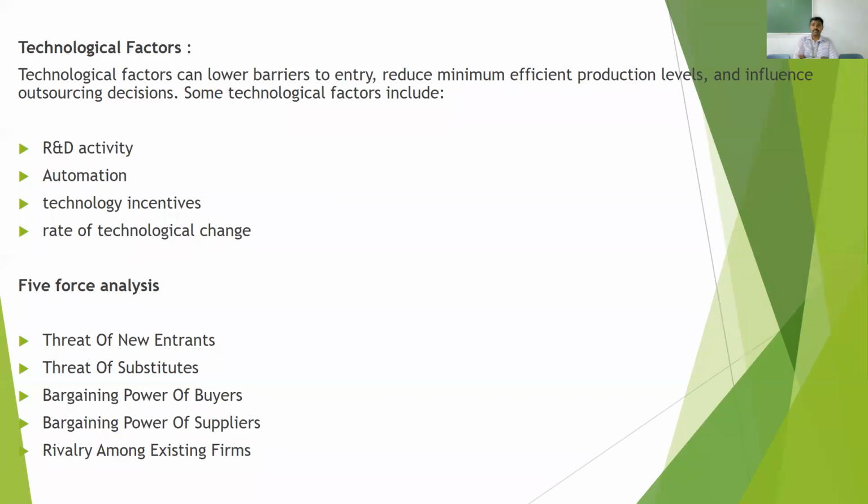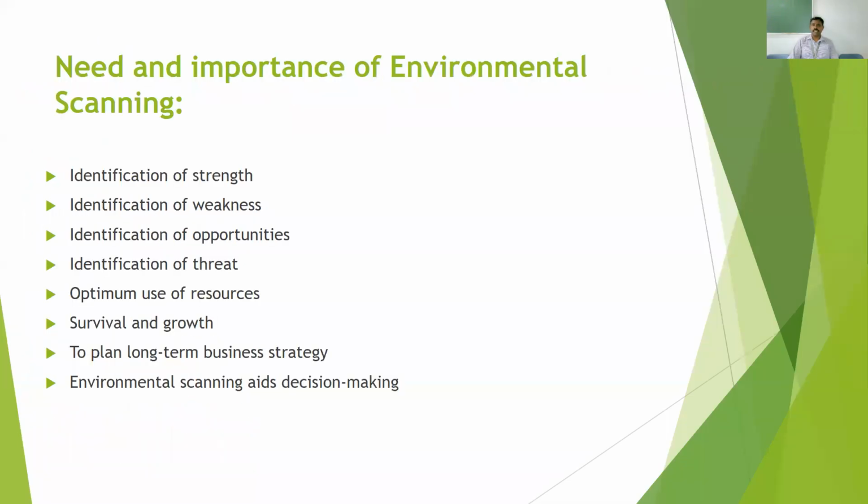And bargaining power of suppliers. Even suppliers have bargaining power with the manufacturers in providing the raw materials to produce any goods and services. So the bargaining power of suppliers also has to be looked into. And the rivalry among existing firms. There is competition between the existing firms as well as the new firms. How are you going to compete with the existing firms? These things you have to analyze very clearly. That is called the 5 force analysis.